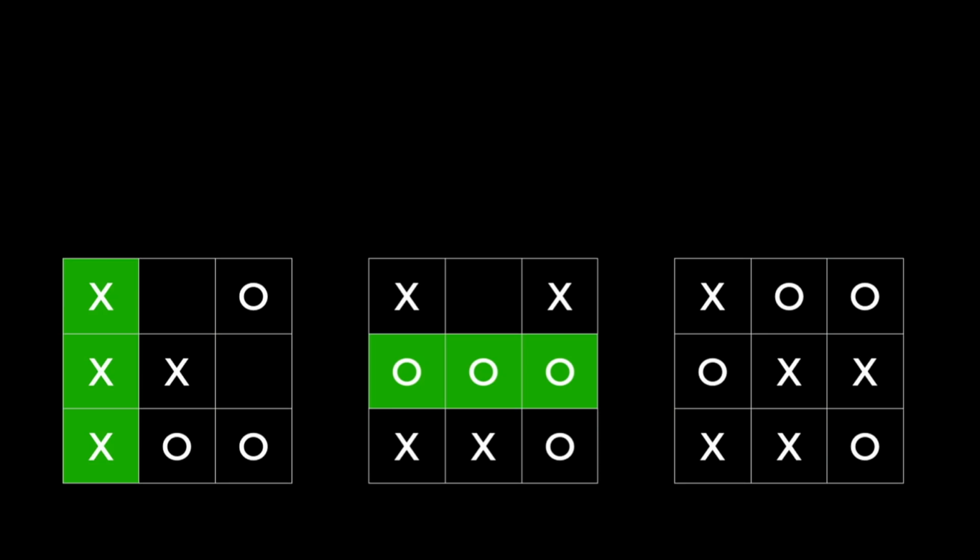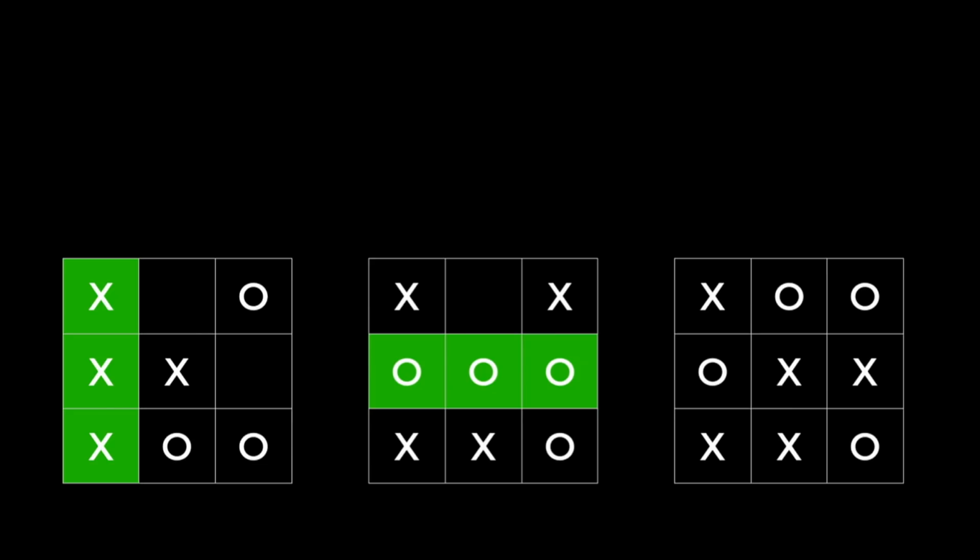Either X wins the game, or O wins the game, or nobody wins the game. And so those are the three possible resulting states. And of course, there are many ways to get to those outcomes. There are many ways X can win, many ways O can win, many ways nobody can win. But those are the three possible outcomes.